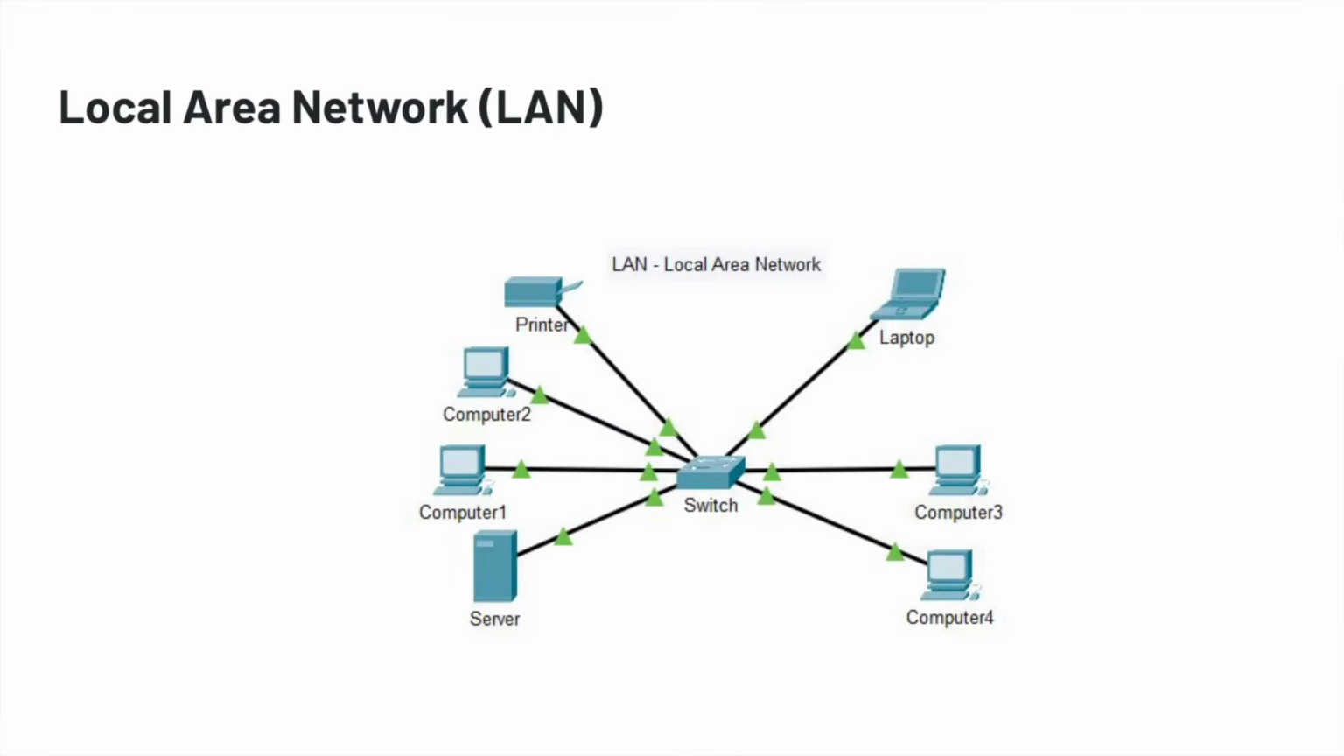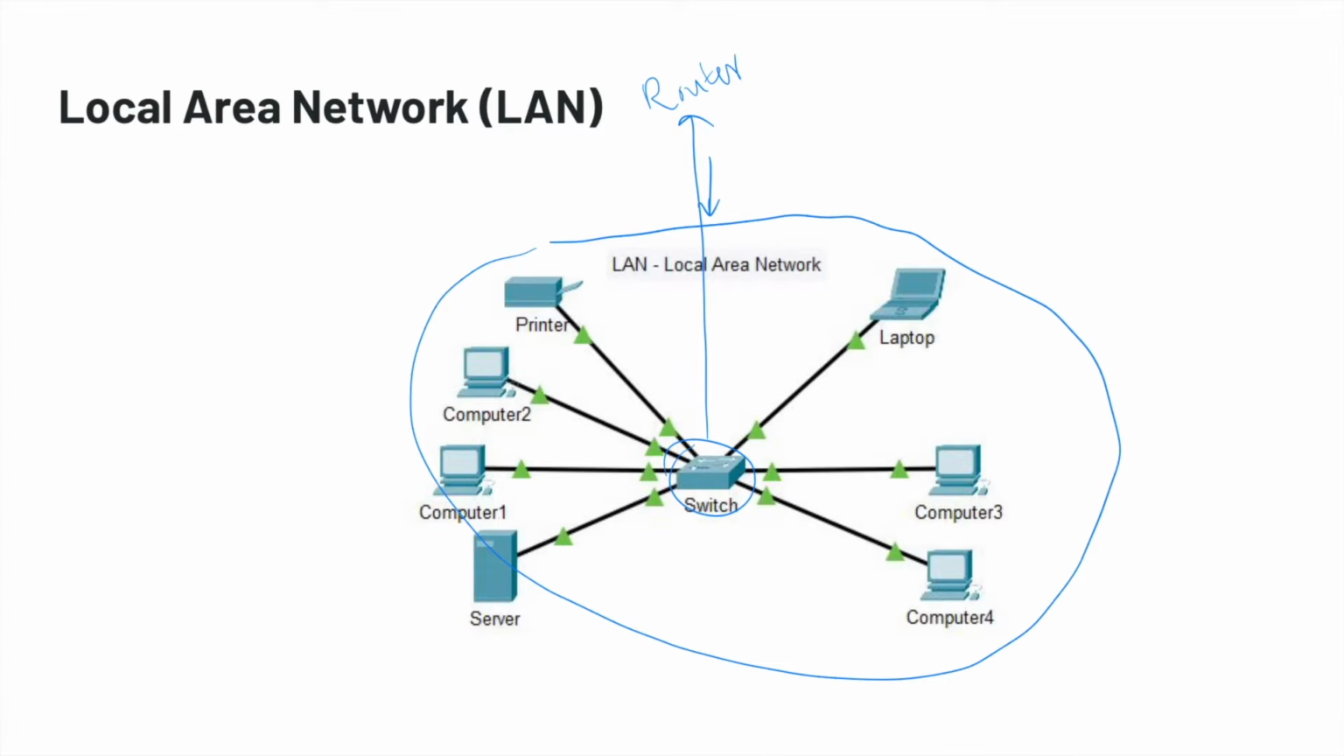Now, the next concept we're going to talk about is called a local area network. As you can see, this represents a local area network. You have a bunch of different devices that are connected to a switch, and this switch might be connected to other local area networks via a router. But at the moment, this just encompasses our local area network.